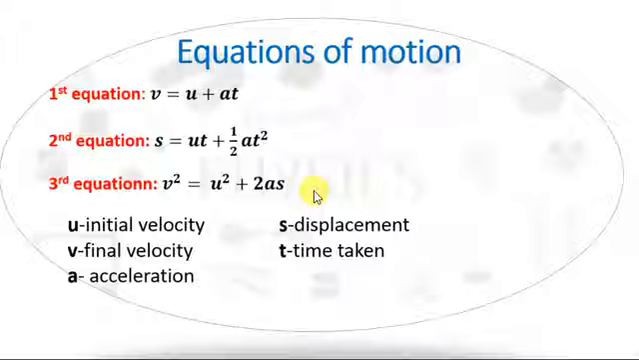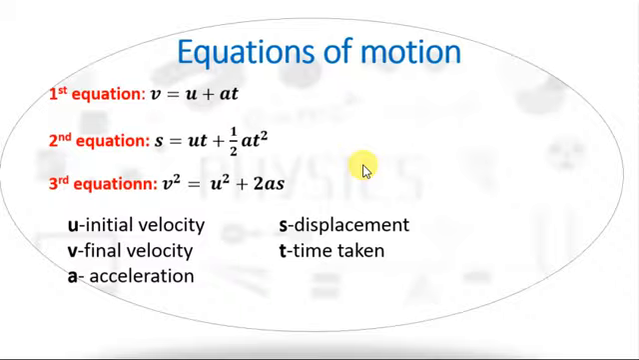Those are the variables we use in the equations of motion. These equations of motion are very, very important because we use them a lot in physics, especially when we are dealing with motion, anything that is moving.